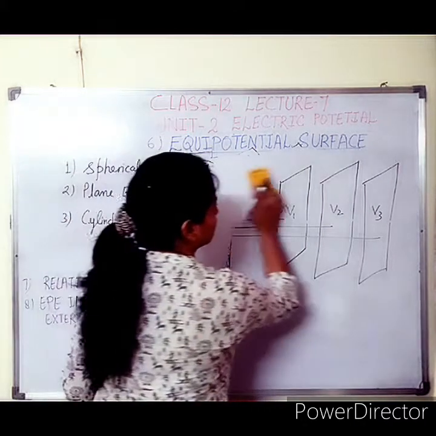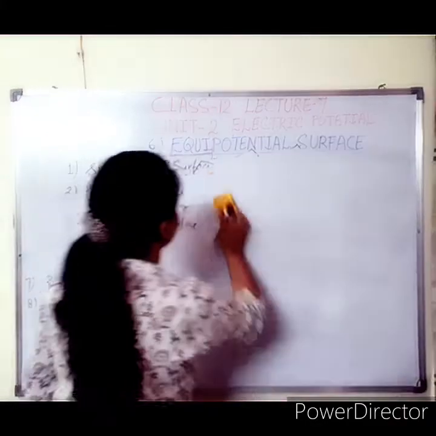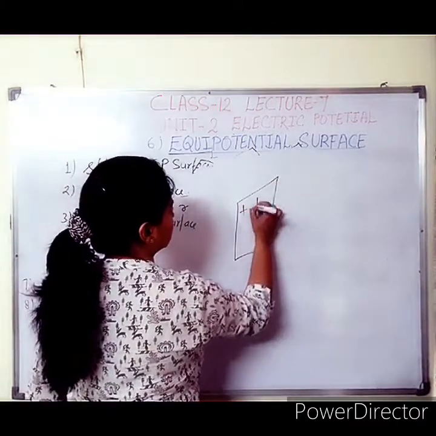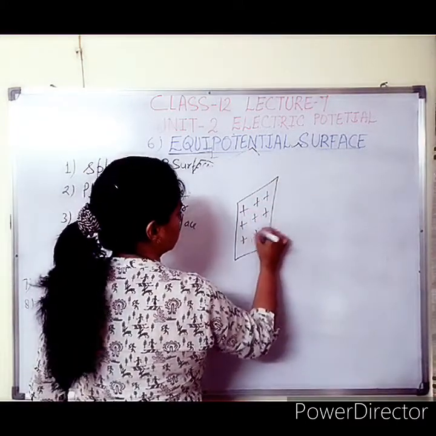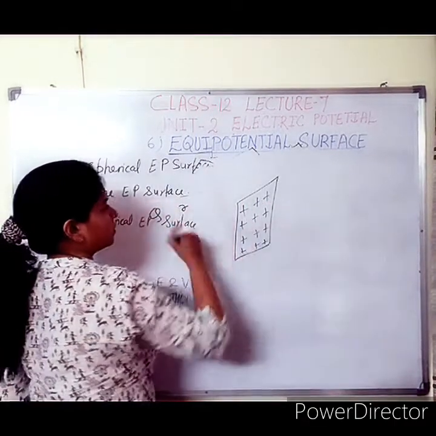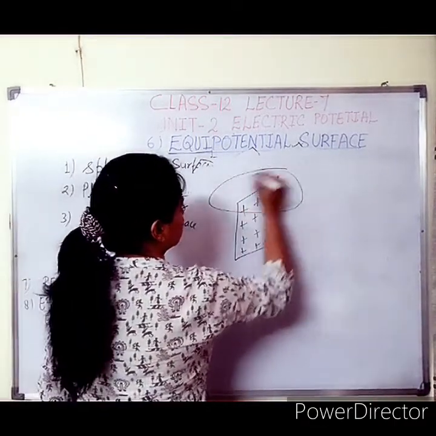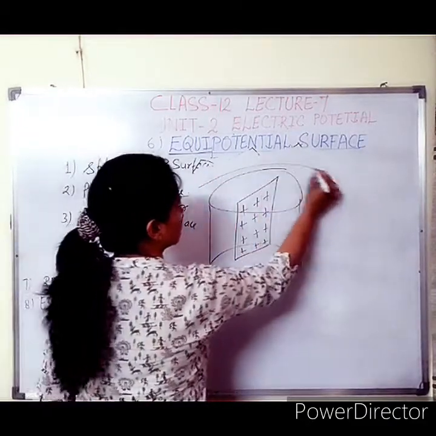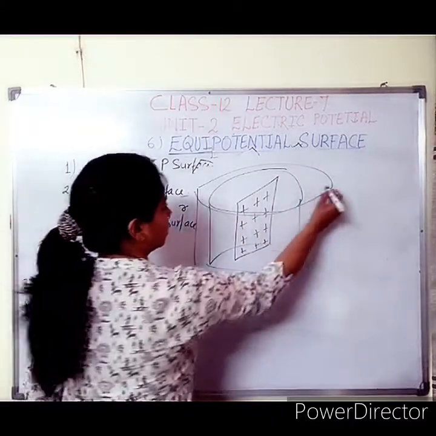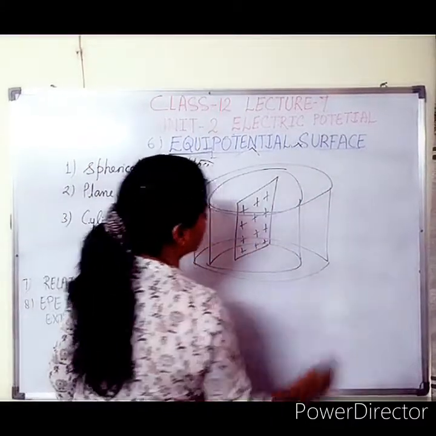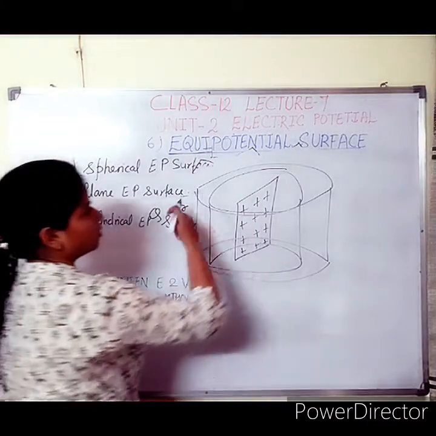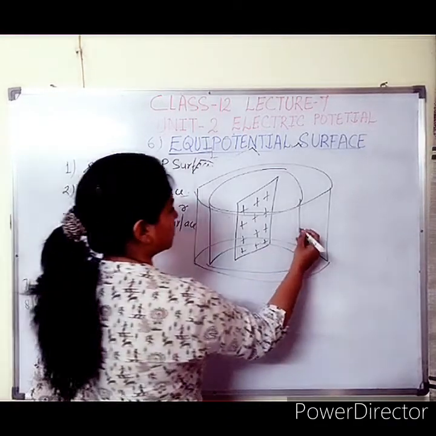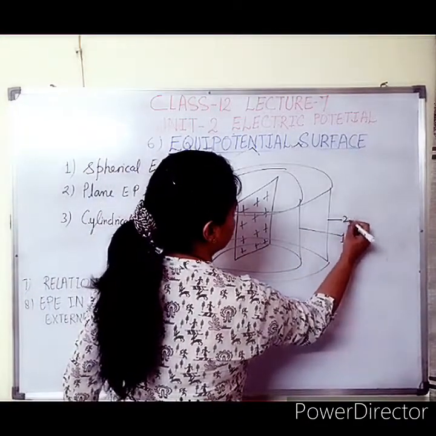Now cylindrical, how will we get the cylindrical equipotential surface? If we are taking a plane surface, this is having some area, so it impacts more, so you will get the equipotential surface like this manner. One equipotential surface, other equipotential surface, and one more we can draw here. So there are 2 equipotential surfaces here, surface number 1 and surface number 2.